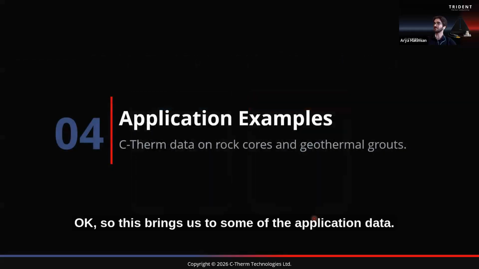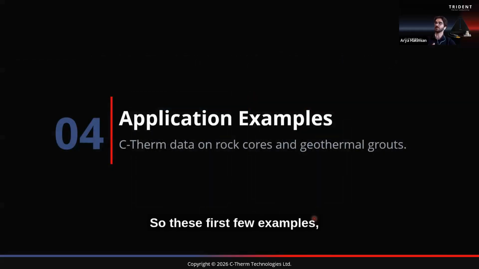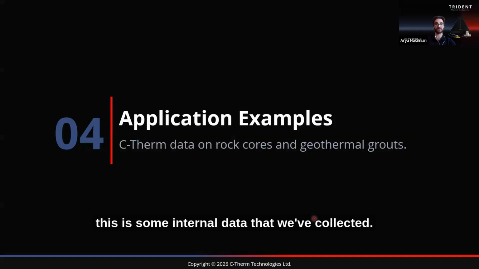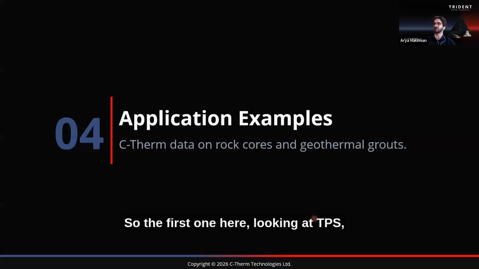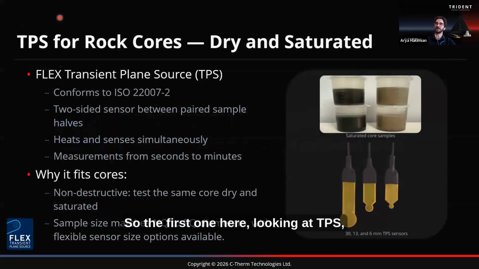Okay, so this brings us to some of the application data. These first few examples are some internal data that we've collected, looking at some of the rock cores as well as the geothermal grout samples. The first one here looks at TPS, the transient plane source method, testing a dry and a saturated sample.